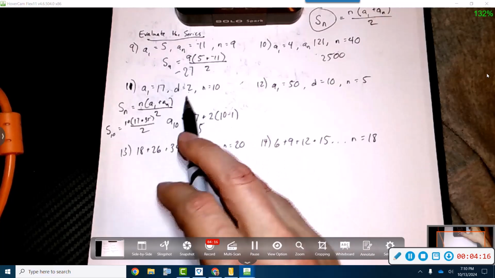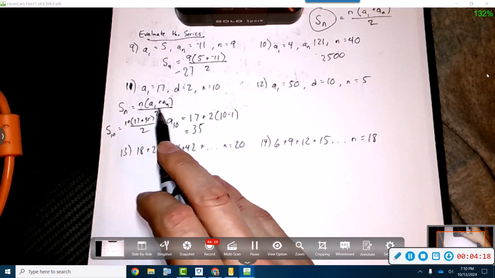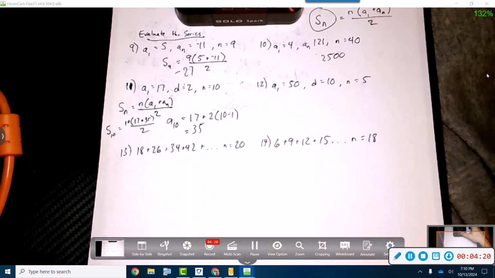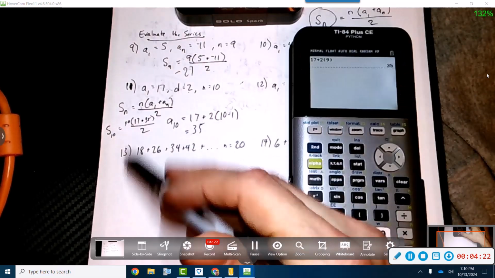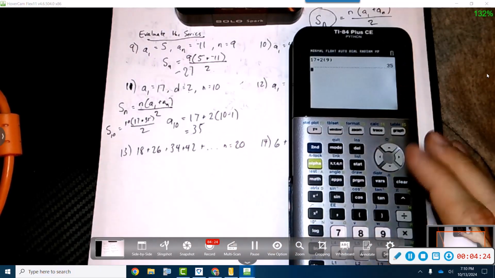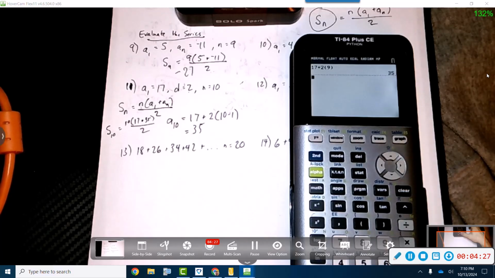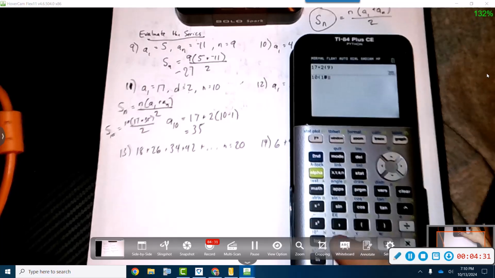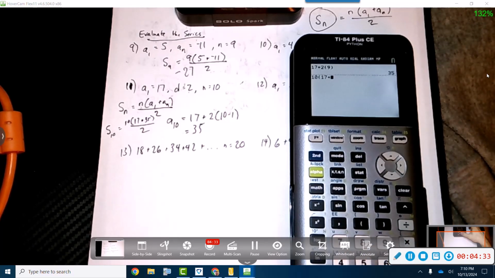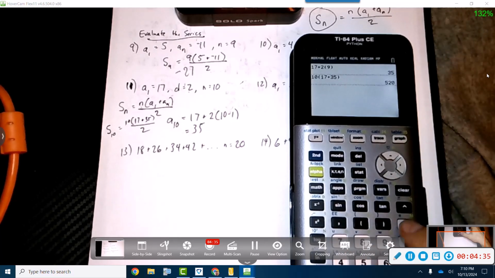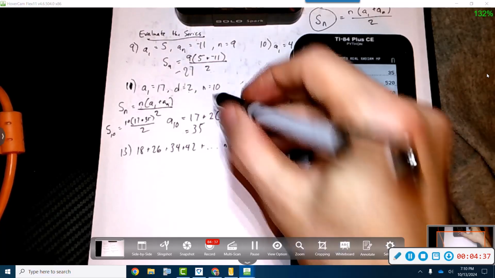So you see what I needed to do. I needed both formulas. I needed to figure out that last term. So keep that in mind, because these 4, there's going to be 2 questions like this on the quiz today. All right, so 10 times 17 plus 35 divided by 2, 260.